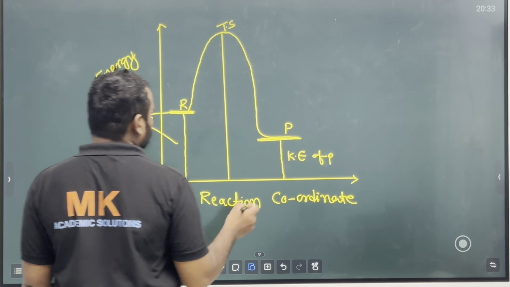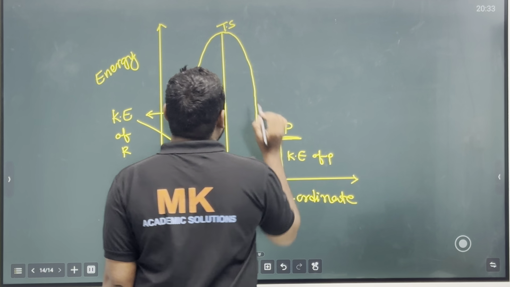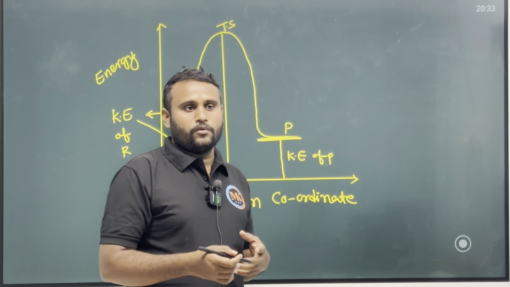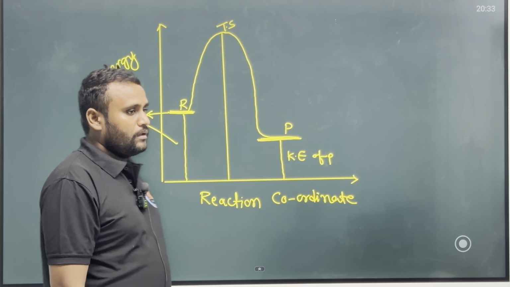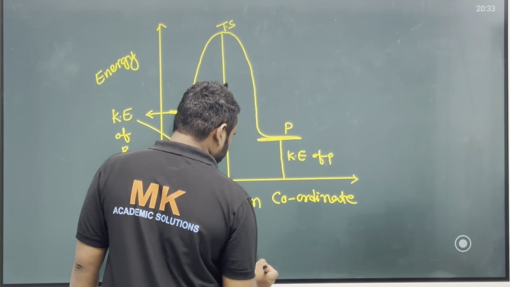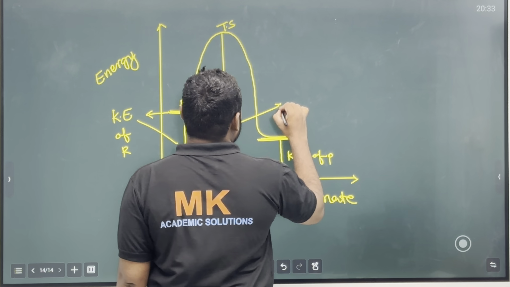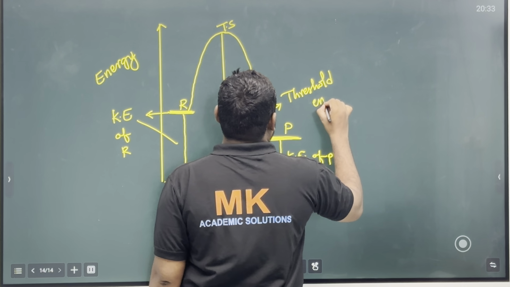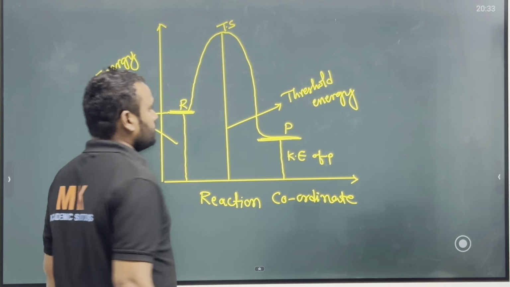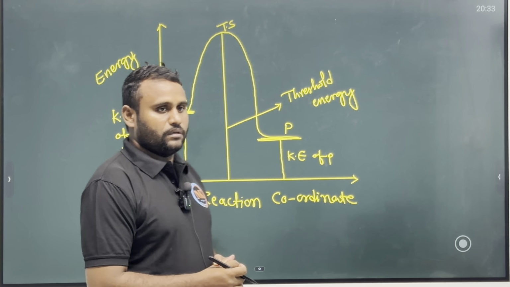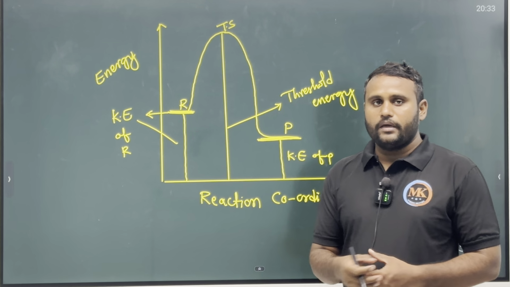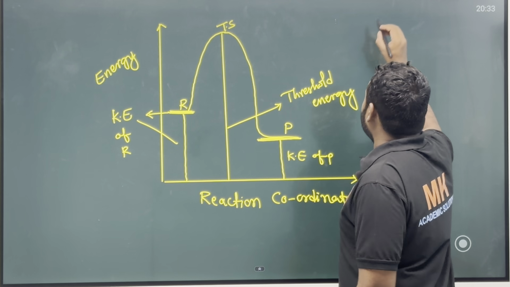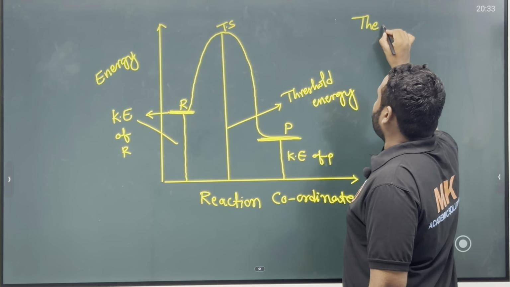This is known as what? Threshold energy. So here, what is the threshold energy? Threshold energy is nothing but the energy required by a reactant molecule to cross the energy barrier. What is the threshold energy? It means the minimum amount of energy required by a reactant molecule to convert into product. That is known as threshold energy.